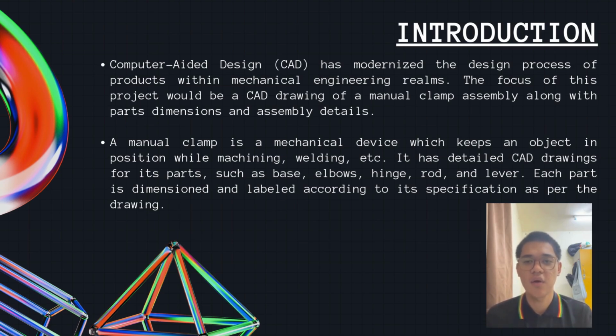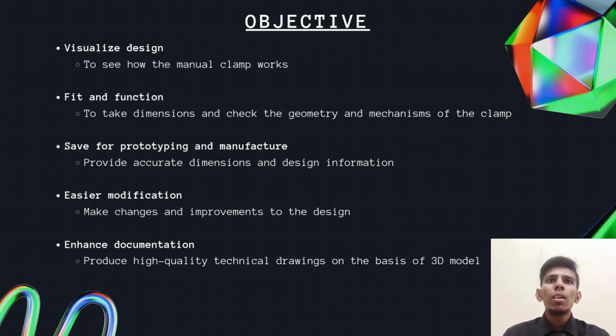Computer-aided design, or CAD, has revolutionized product design in mechanical engineering. This project focuses on drawing of a manual clamp assembly, detailing its parts, dimensions, and assembly. A manual clamp is a mechanical device used to secure objects during machining or welding. The CAD drawing includes parts like base, elbow, hinge, rod, and lever, with each part labeled and dimensioned according to its specifications.